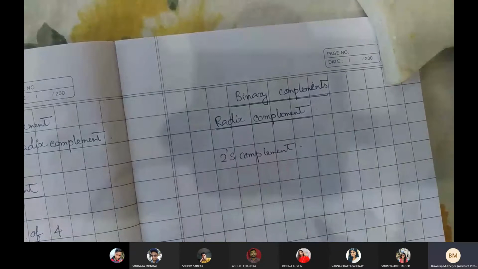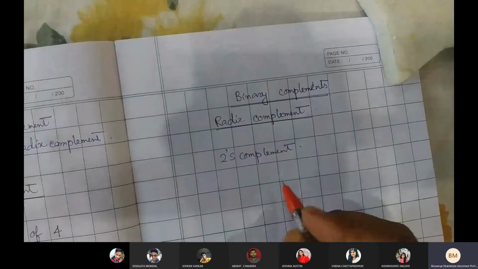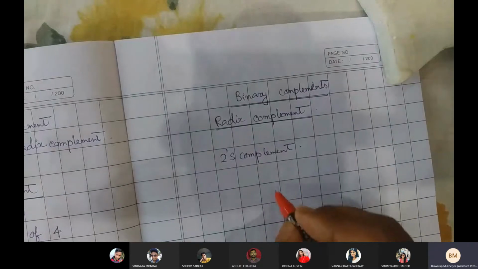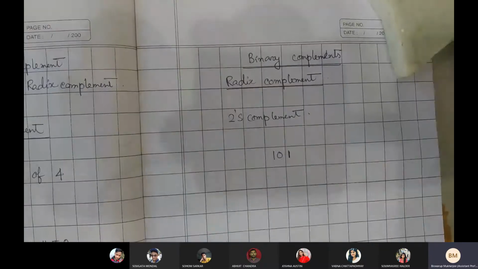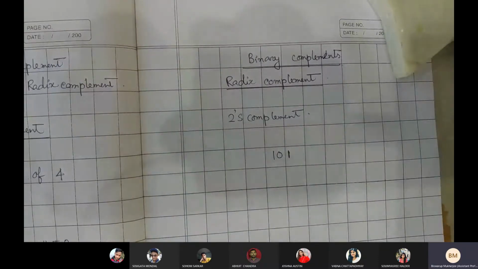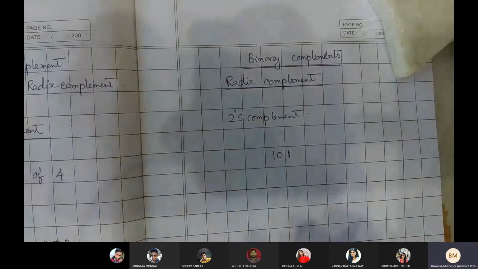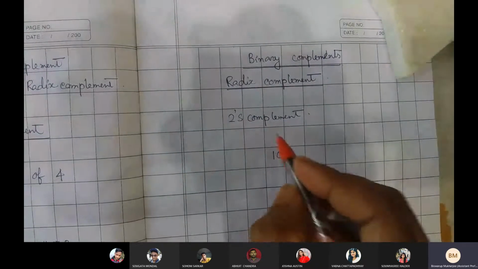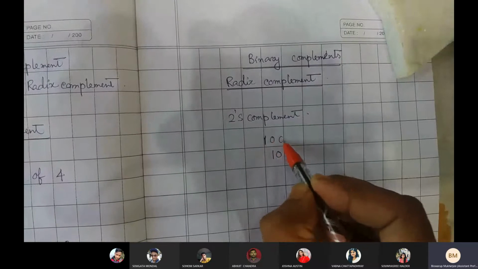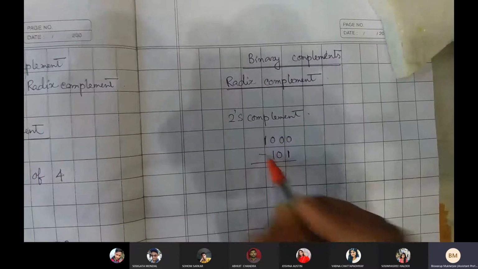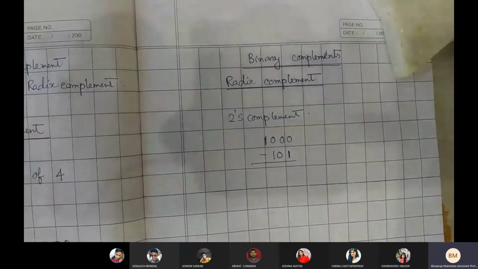Okay. Again, the same thing. What do we need to do? If the value is something like 101, we need to take its 2's complement. So next we need to take the next value, that is 1 0 0 0, and subtract from it. Now it can be a little bit complex to understand.